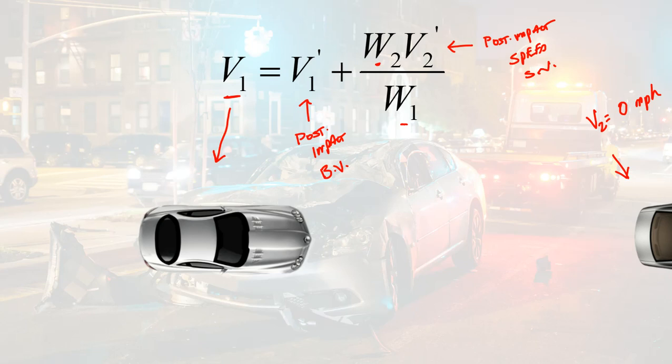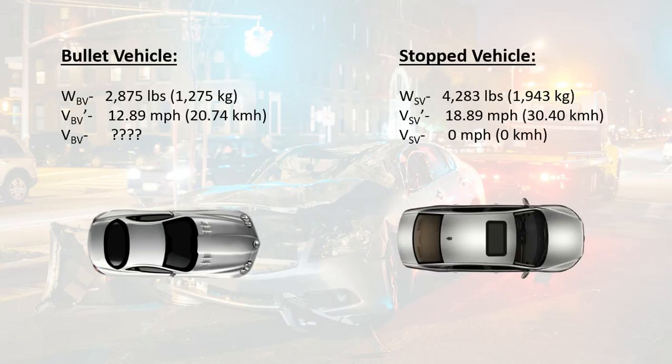So how well does this work exactly? Let's take a look at a crash in which I know the variables because it's a crash test, and we have a bullet vehicle that weighs 2,875 pounds or 1,275 kilograms. It has a post-impact speed of 12.89 miles an hour or 20.74 kilometers an hour. We have our stopped vehicle that weighs 4,283 pounds or 1,943 kilograms, and it has a post-impact speed of 18.89 miles an hour or 30.4 kilometers an hour.